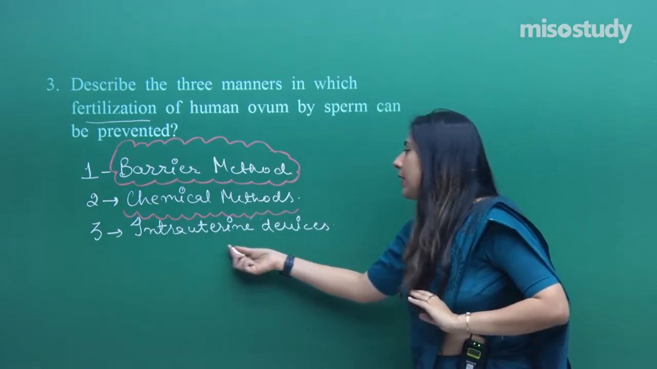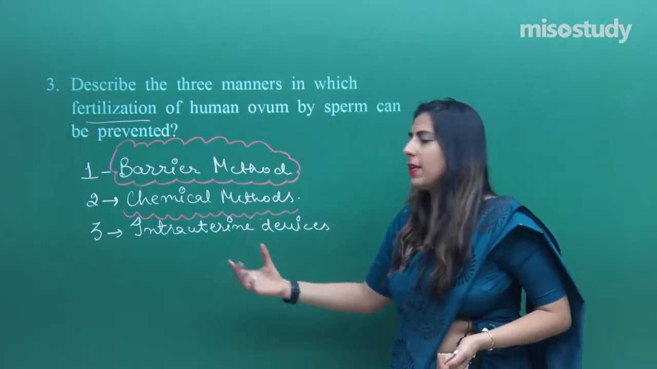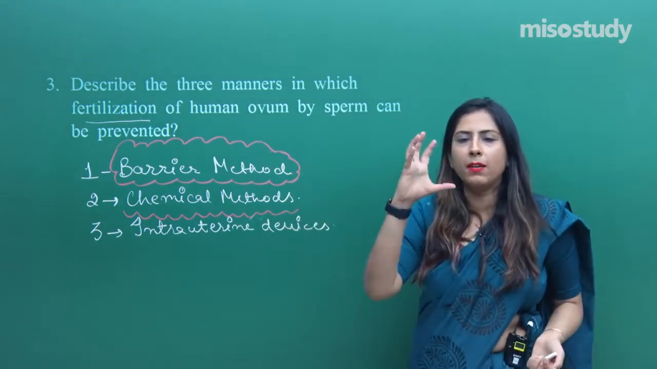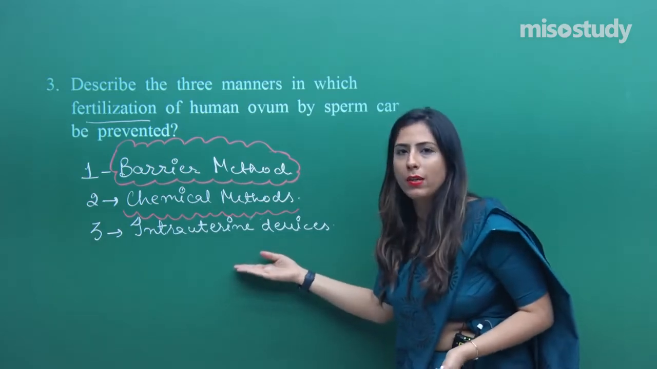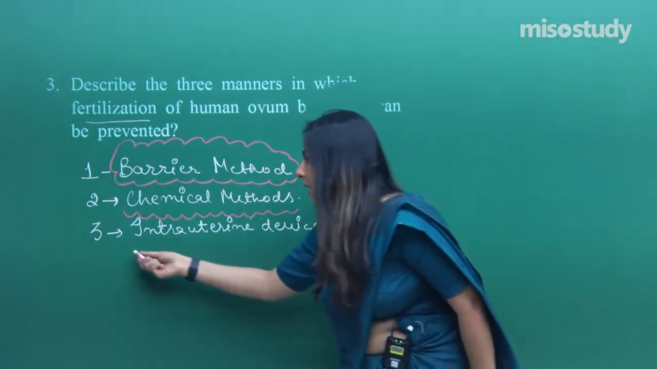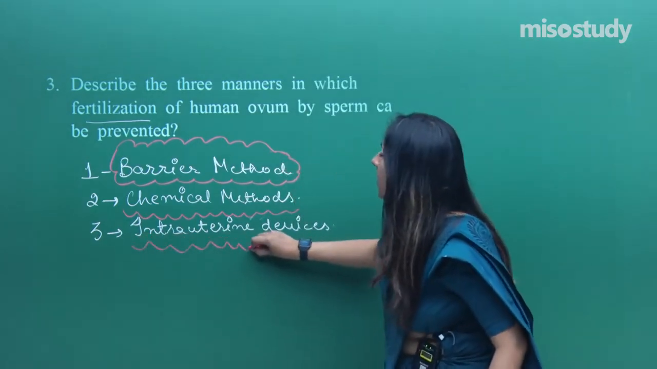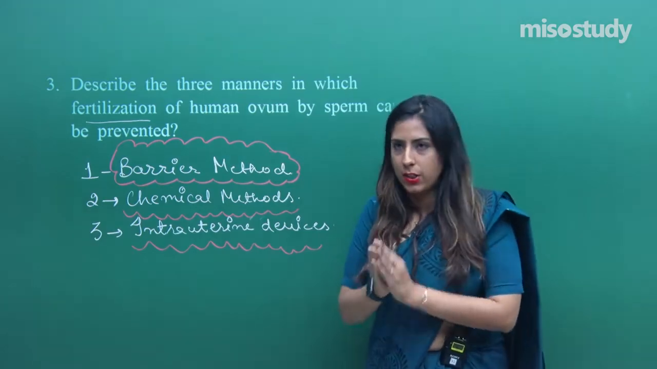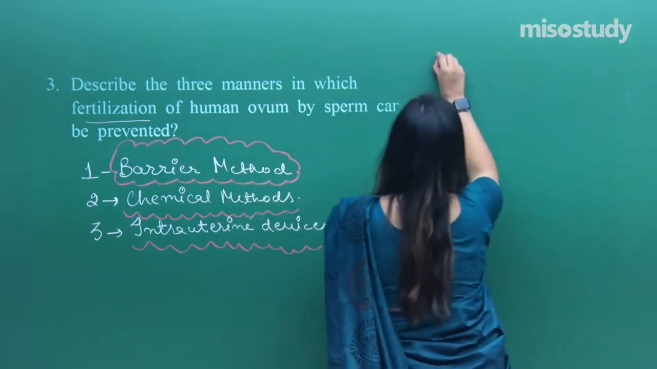Next, we have intrauterine devices. Intra means inside, uterine means inside the uterus, and devices means certain mechanical methods which are inserted into the uterus so that sperm entry could be prevented. To be exact, these intrauterine devices also prevent implantation. So firstly, I'll be taking one method, that is the barrier method.